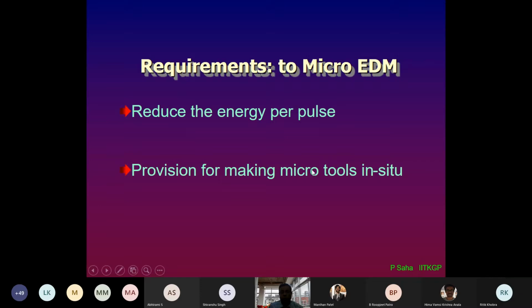So when you talk about the micro EDM setup, how small will the tool be? A tool tip or a small portion of the tool, it may not be the entire length, maybe in steps, but the active portion of the tool will be about the size of a human hair, between 50 to 100 micron. Sometimes it may be even smaller, because with that tool we are going to do non-contact machining, but size is important.